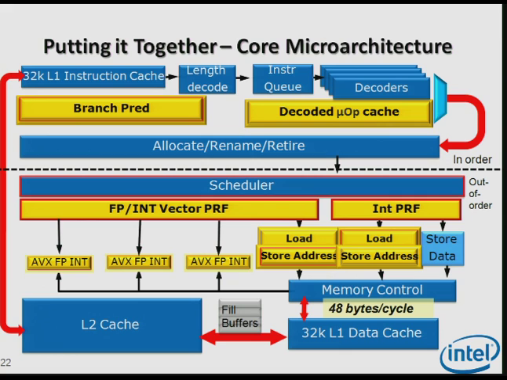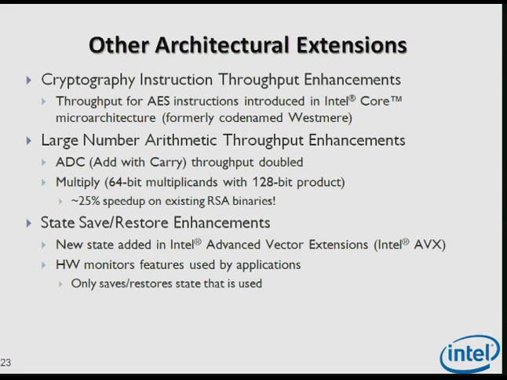This, once again, shows all the places where we changed the core. In terms of architectural change, we added additional ISA extensions. We have extensions to speed up the throughput of cryptology instructions through the AES instruction set. We have additional tweaks, smaller changes in arithmetic throughput enhancements. And we have some OS changes that can more optimally save our context for the OS when we context switch.